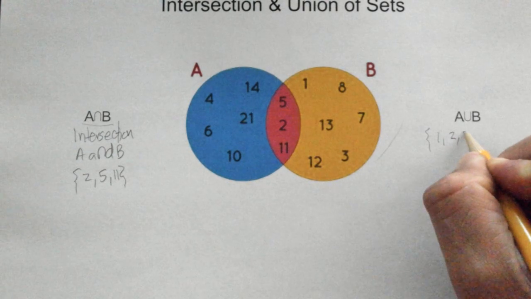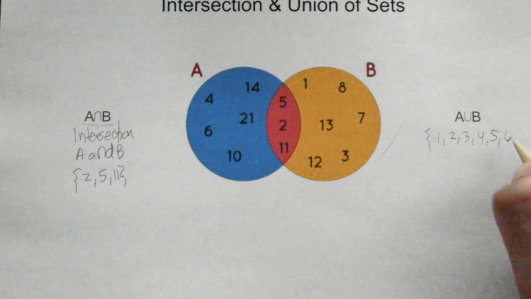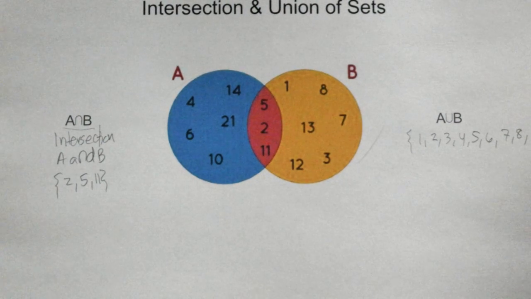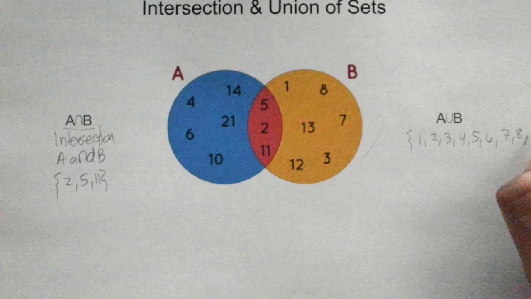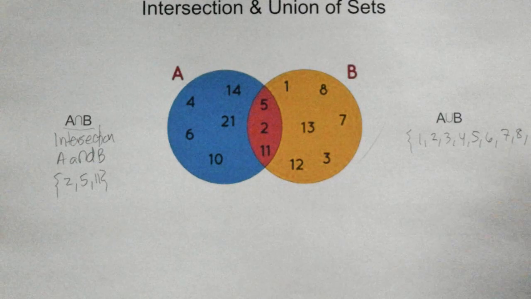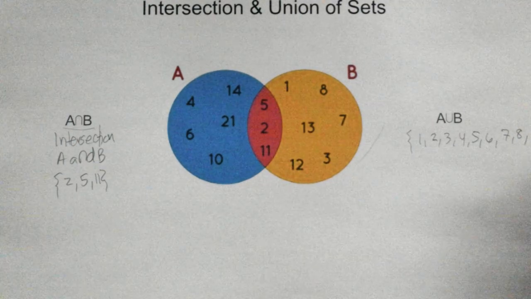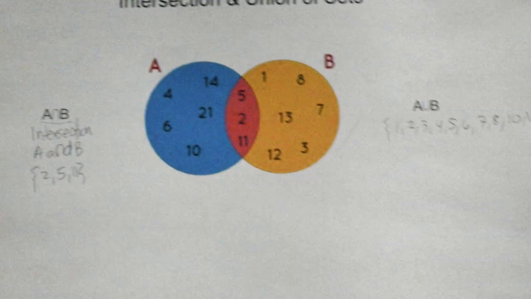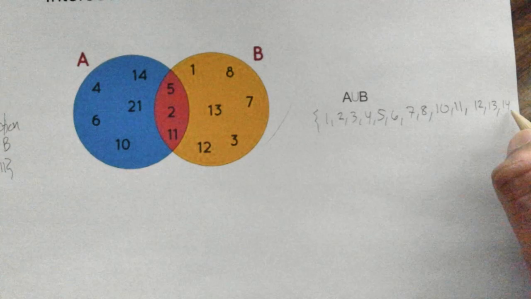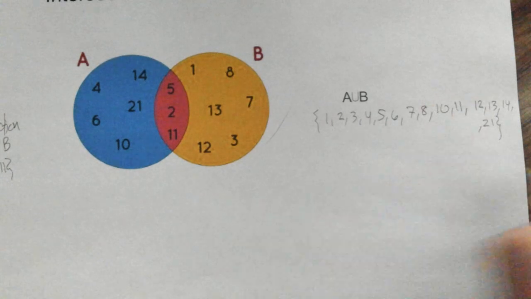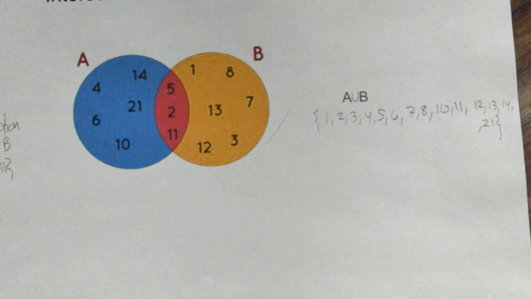1, 2, 3, 4, 5, 6, 7, 8. There is no 9. There's a 10. There is an 11, a 12, a 13, 14, and I'm running out of number space here. There's a 21. These are all the elements in the union of these two. When you combine both of them, this is what we're left with.